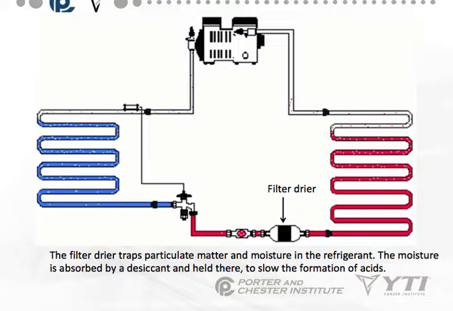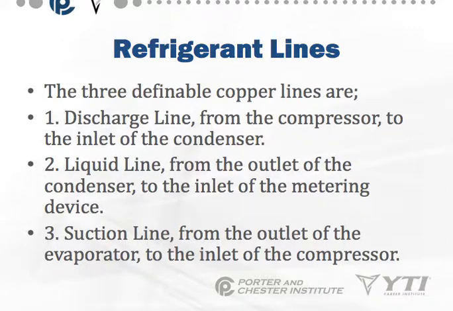The filter dryer, you'll find it in most systems, but it doesn't have to be there. The filter dryer traps particulate matter and moisture in the refrigerant. The moisture is absorbed by a desiccant and held there to slow the formation of acids. So again, the filter dryer is not there in every system, but it's worth mentioning because quite honestly, anytime you install a refrigeration system or change a component out that causes you to open it, you should really change out that filter dryer. There are three refrigerant lines that you'll find in most every system.